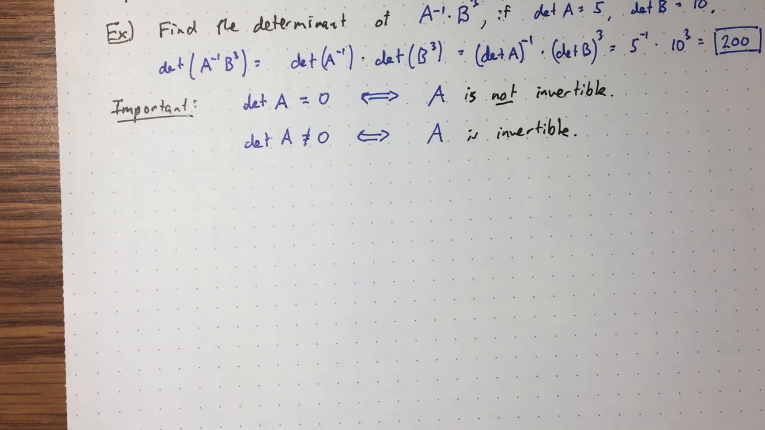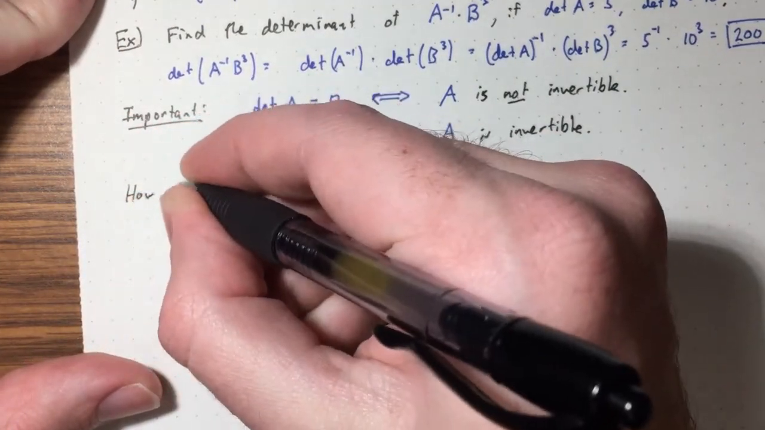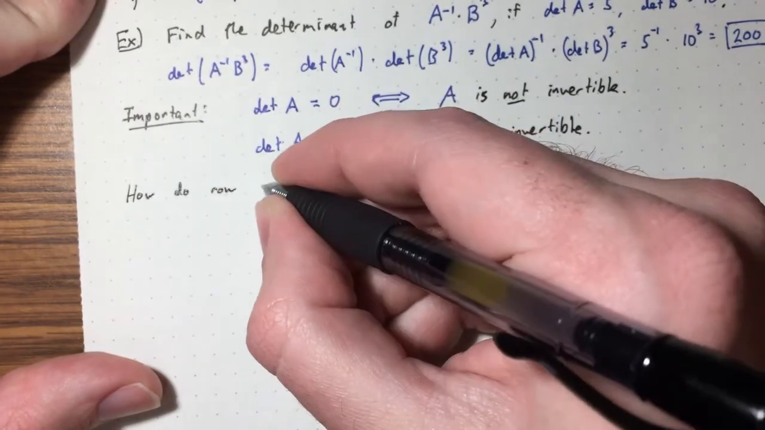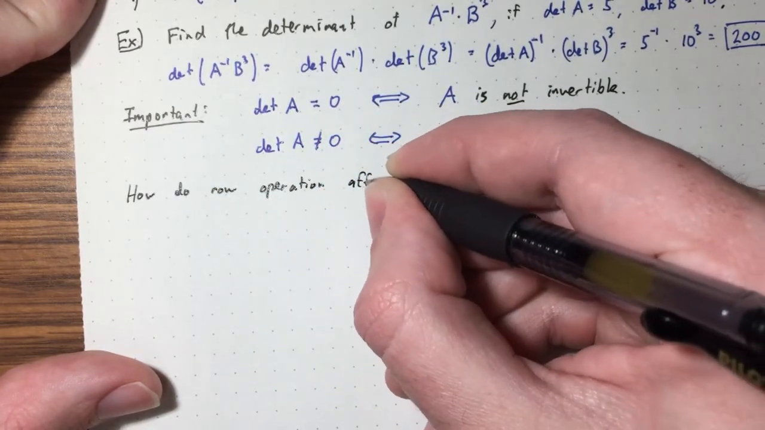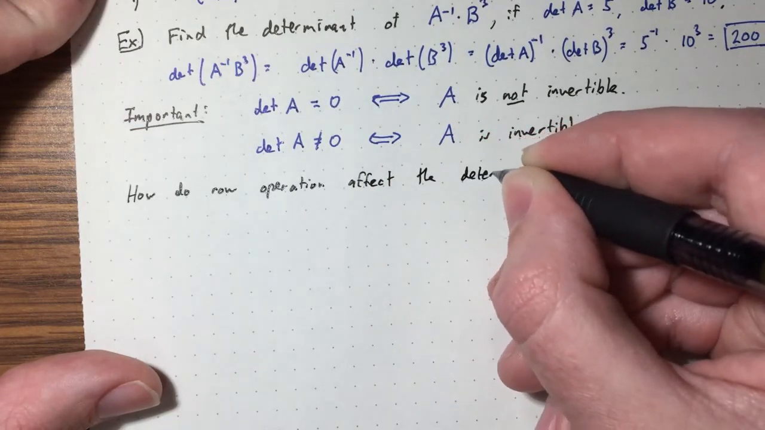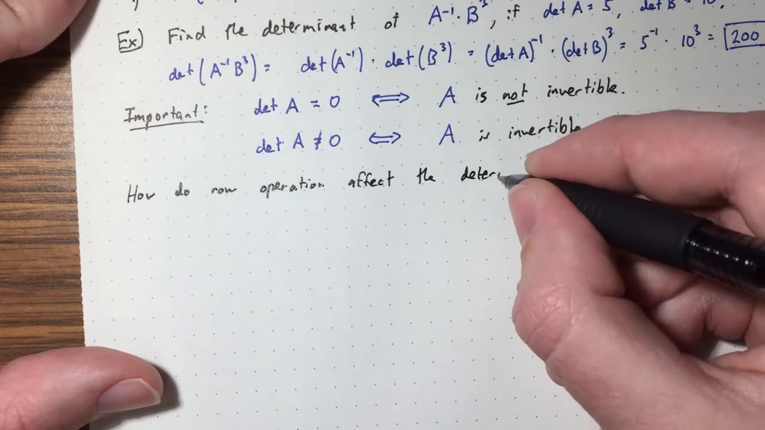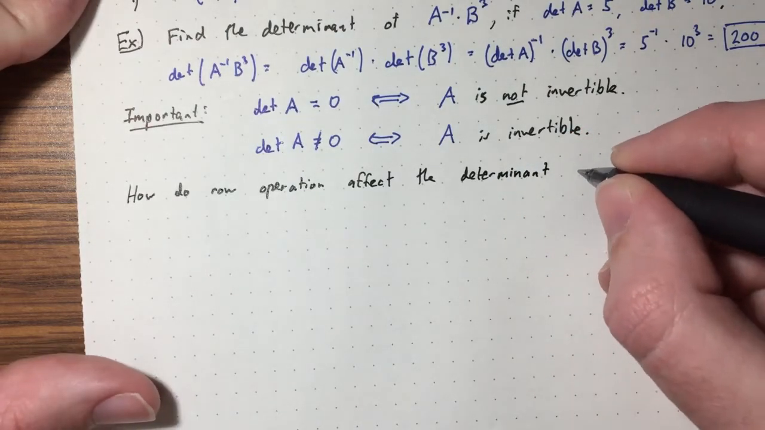One other thing I wanted to talk about. I'll do this quickly. But how do row operations affect the determinant? It's actually something really nice we can say about each of the row operations. How did it affect the determinant? They change it in a very predictable way.